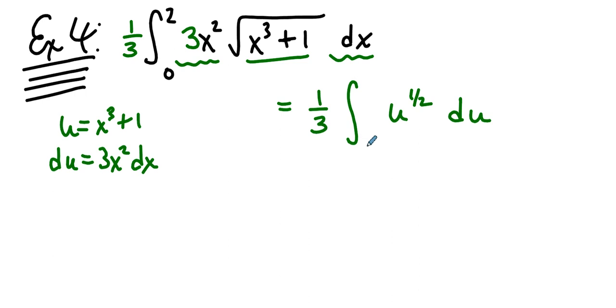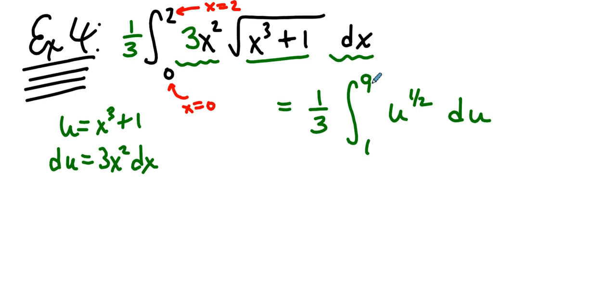The question is, what's this number and what's this number? Because see, this is x equals 0, and this is x equals 2. But now we're dealing with things in terms of u. So putting an x number there is not helpful. Putting an x number there is not helpful. Everything has to be in terms of u. So if x is 0, u is 1. And if x is 2, u is 9.